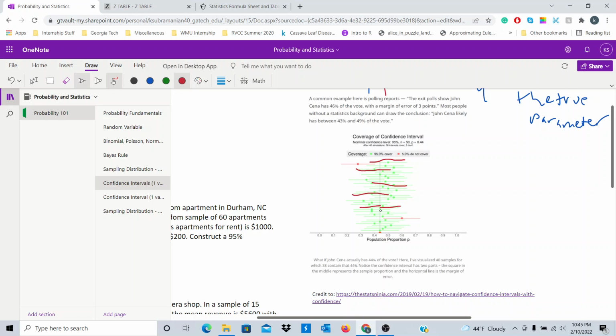But let's say that John Cena has 44% of the vote. So in this case, my parameter value is actually this green vertical line, right? So as you can see in this drawing, among 40 samples, right, we see here that 38 of these samples contain 44% in its interval for estimating the true proportion of people who like John Cena, right? But these red intervals here do not contain the green line, right? As you can see, this interval right here is not touching the green line. This interval here is not touching the green line. So we see that 38 out of 40 samples depict, or contain the true proportion of people who like John Cena.